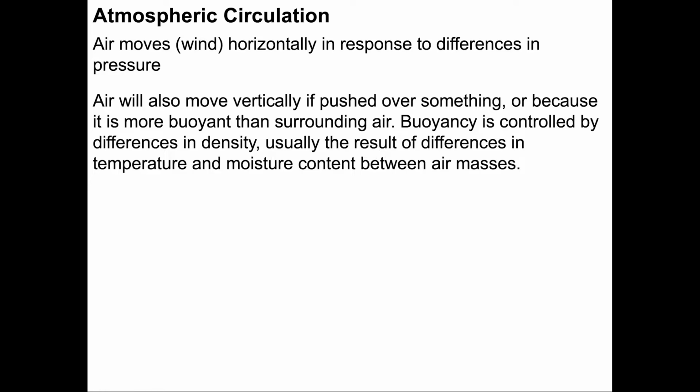It can move over another air mass, for instance. If one air mass is more buoyant than another and they collide, the more buoyant one will rise up over the less buoyant one. And that's a meteorological term we would call an occluded front, where a mass of air is lifted by some opposing air masses. Buoyancy of an air mass is controlled by differences in density. These differences in density are usually the result of differences in temperature and moisture content between air masses. Different air masses have different temperatures, and they have different moisture contents, different humidities.